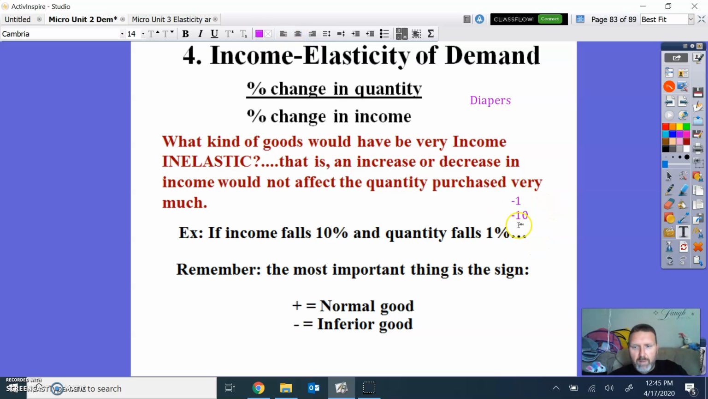Okay, that becomes a positive. 1 over 10 is 0.1. So that's very inelastic, right? Because remember, anything less than 1 is very inelastic. So the most important thing, guys, is this sign. Positive things are normal, negative are inferior. So let's do two practice problems, and that's basically what you need to know here going forward.